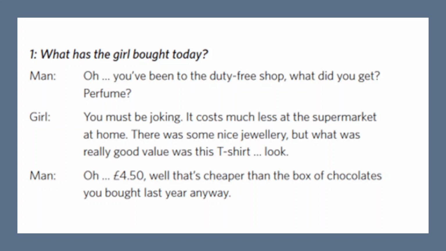As you can see from the text, they mention all 3: jewelry, a t-shirt and the chocolates. However, the answer is clearly the t-shirt because the girl said this was really great value and she bought this t-shirt. They will nearly always mention something about all the pictures or all the options. So you will have to pay special attention to what's being said.